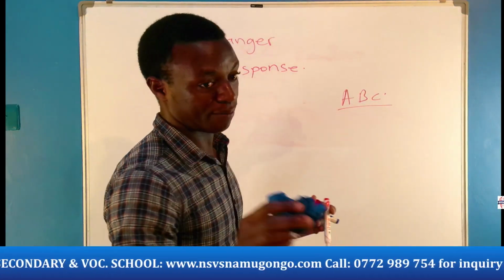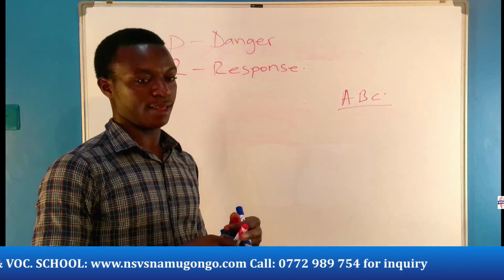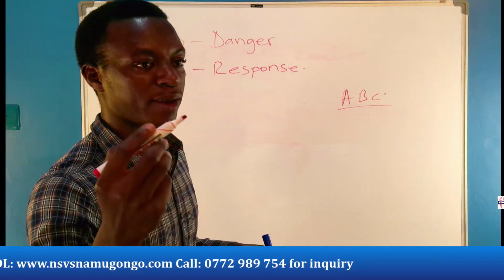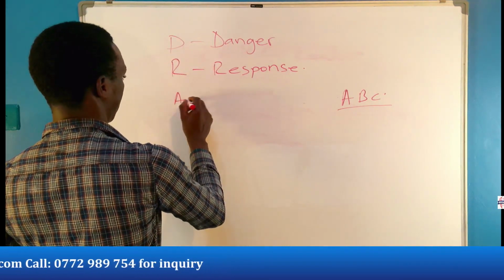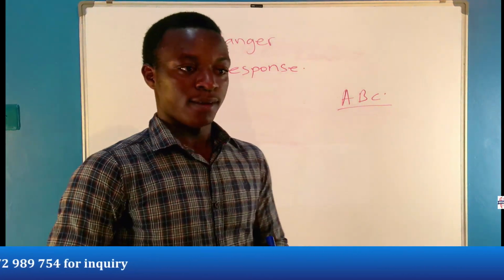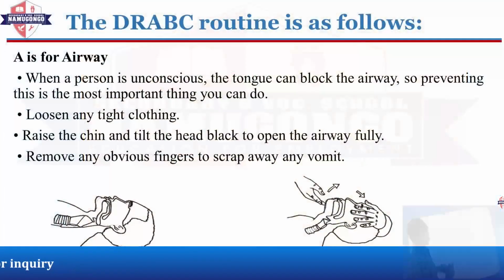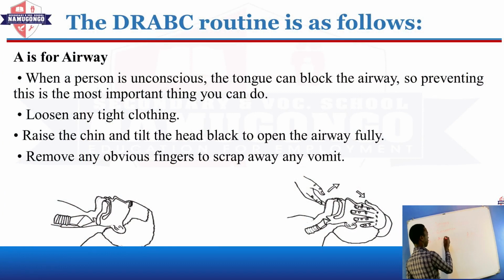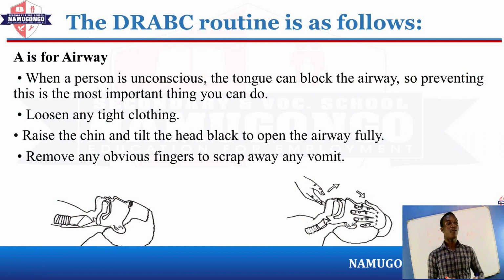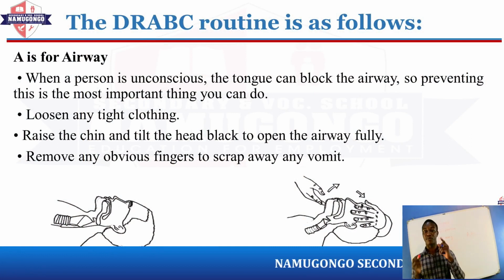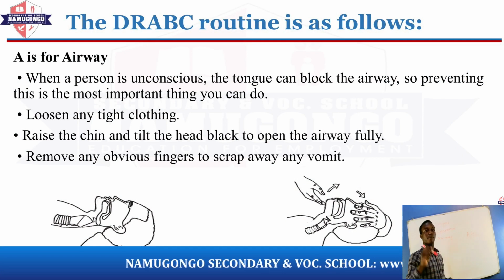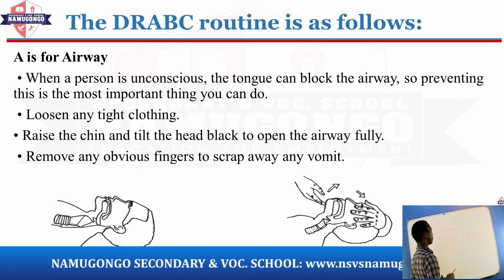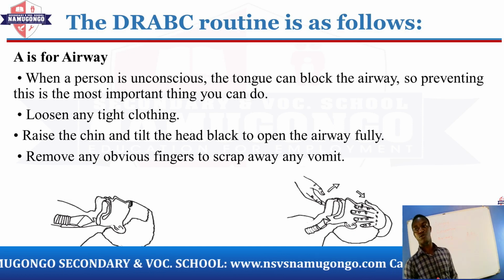You have realized the person is unconscious. So you need to make sure the person gains consciousness. Then you go to A. A stands for airway. Airway. When the person is unconscious, the tongue can block the airway. So preventing this is the most important thing you can do.